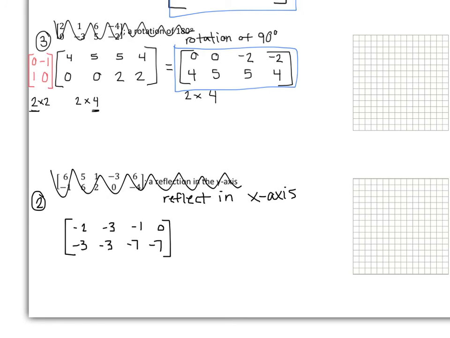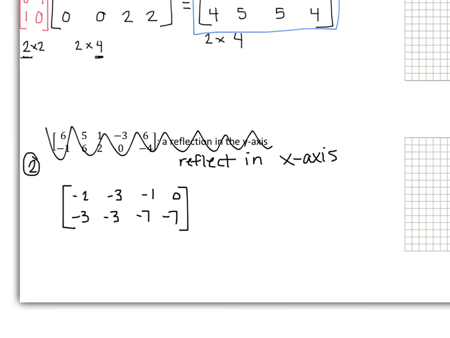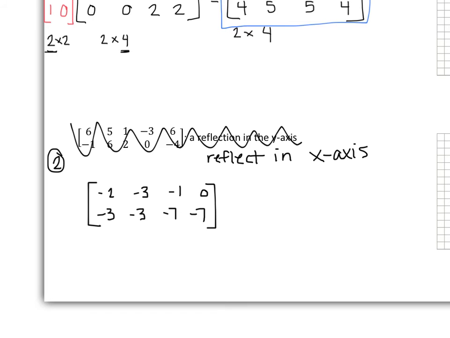So what do we do for reflection in the x-axis? 1, 0, 0, -1. Okay, what do we do with that? In front of it, multiply. We are getting these matrices from the front of the notes, so you're going to want to keep those handy while you're doing your homework. And remember, I will give you those matrices on the test. You'll still have to pick which one you're going to use, but I'll give them to you.